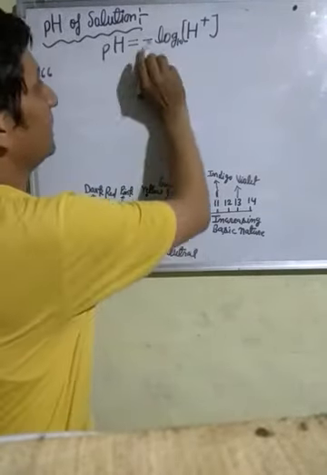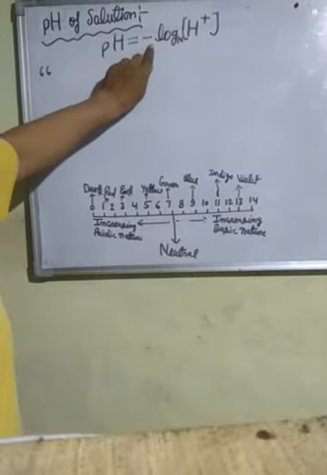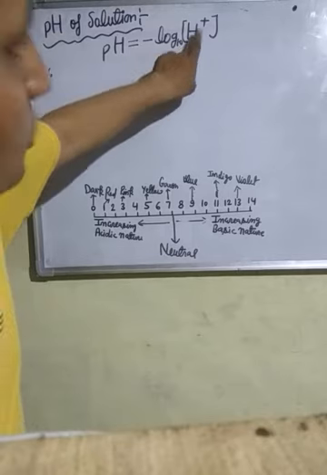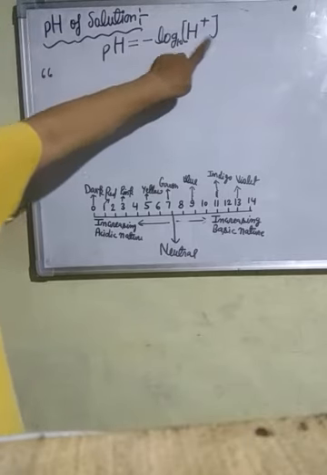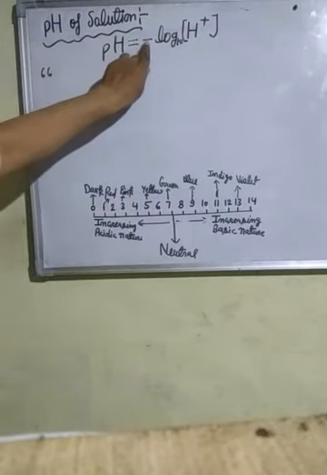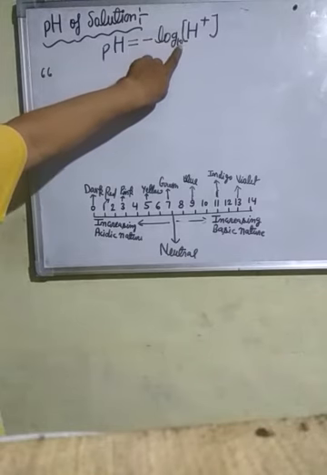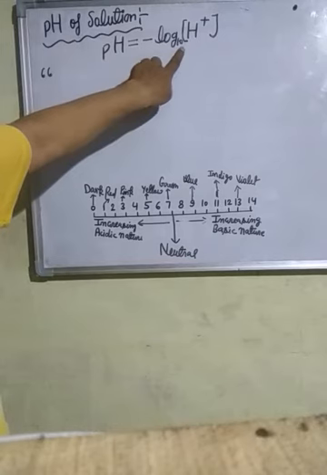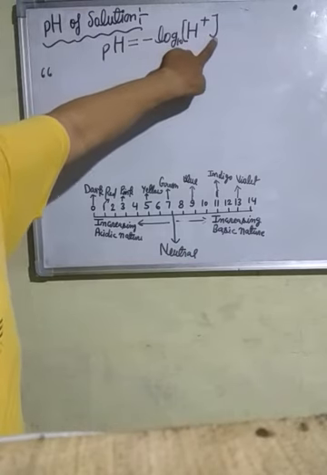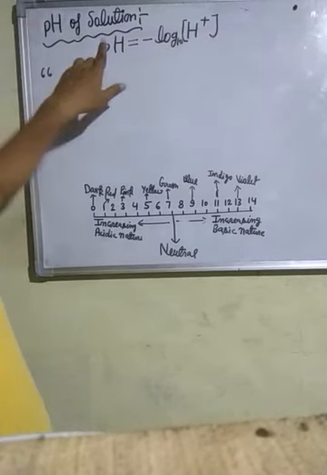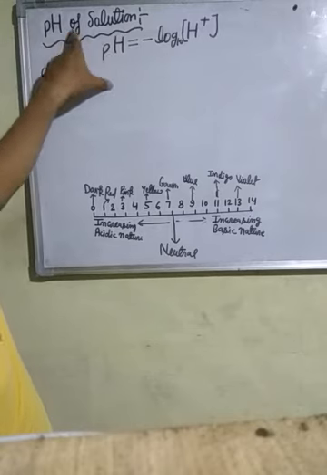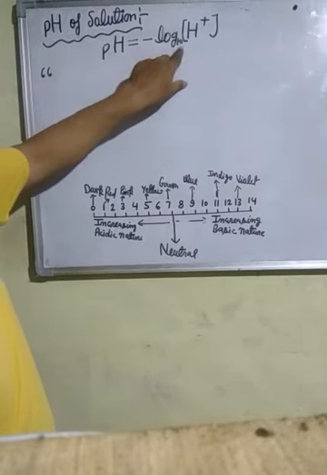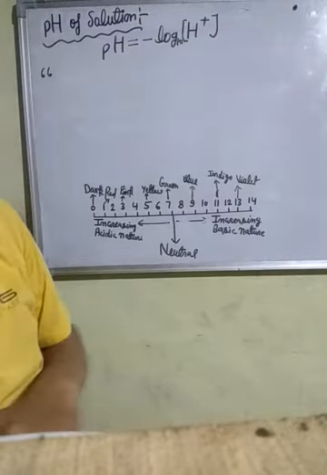So we can say the negative logarithm to the base 10 of hydrogen ion concentration is called the pH of a solution. The pH of a solution is equal to minus log base 10 of hydrogen ion concentration.